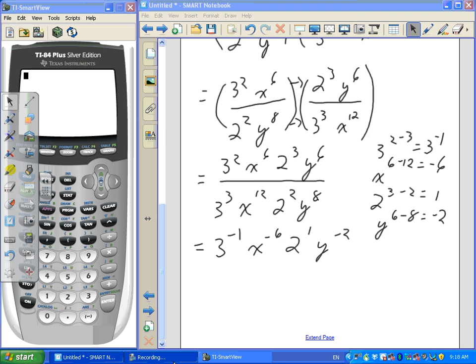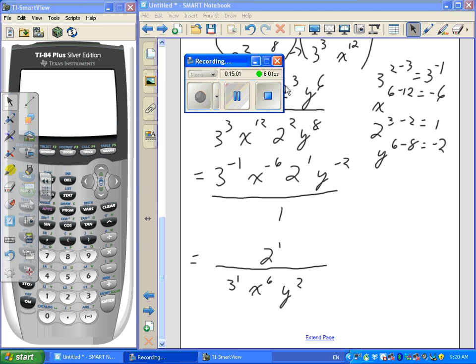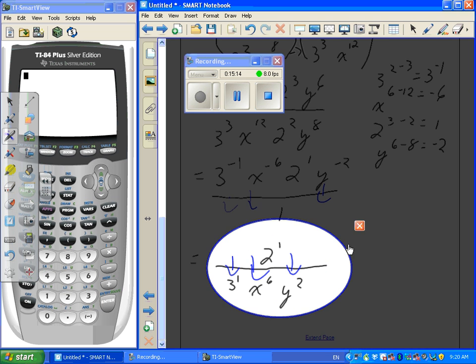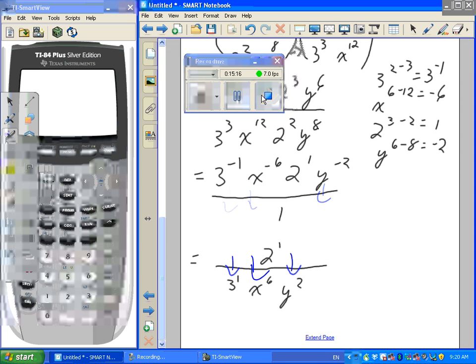The only other thing: to turn these exponents to positives, I just put them on the other side of the fraction. So 3 is on the bottom, x is on the bottom, y is on the bottom, and this would be our positive exponent answer. Okay? All of the answers have positive exponents.